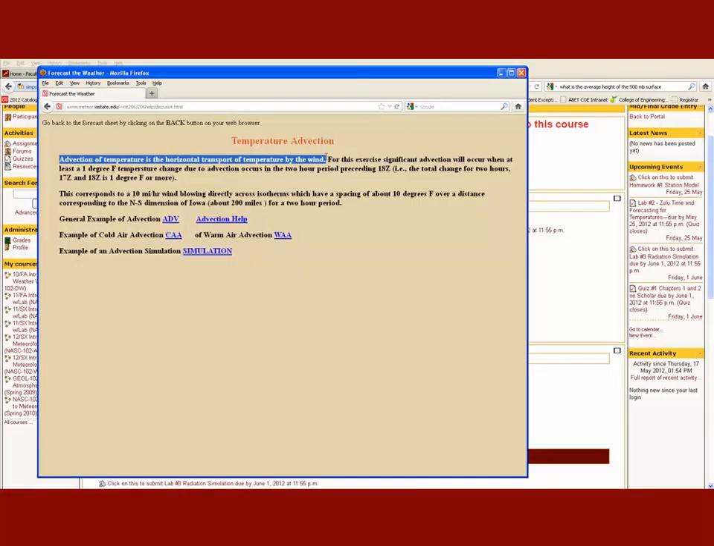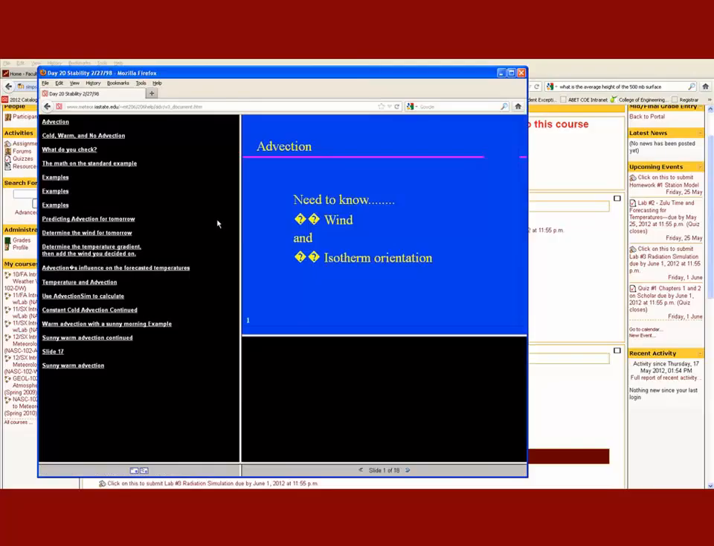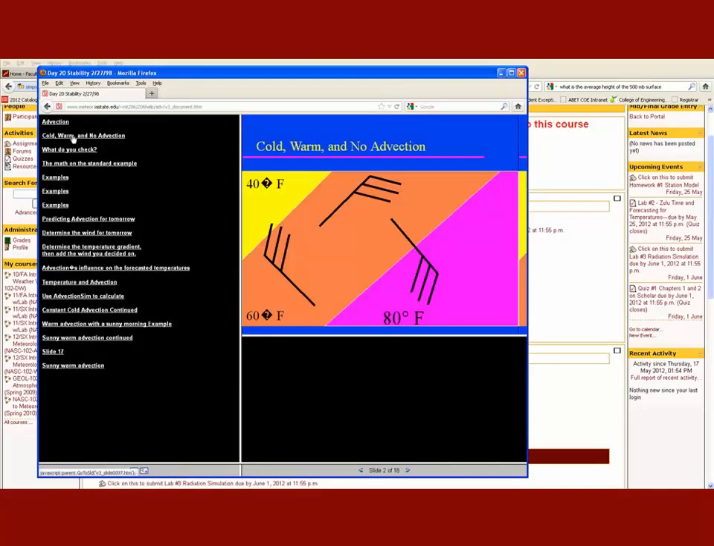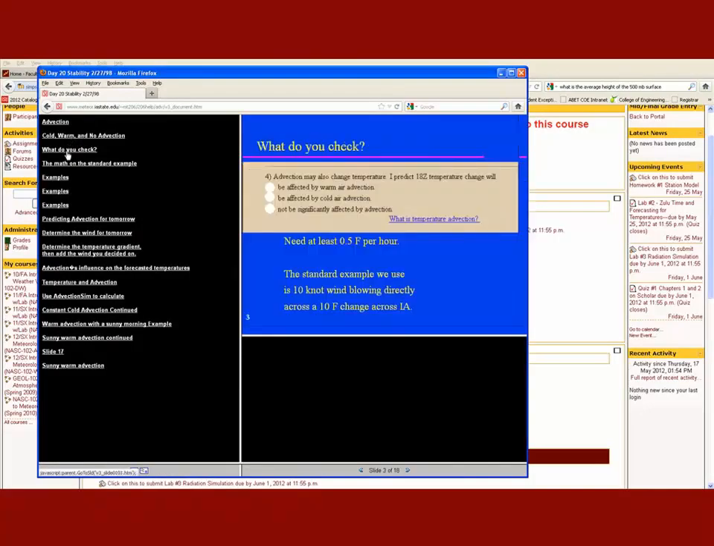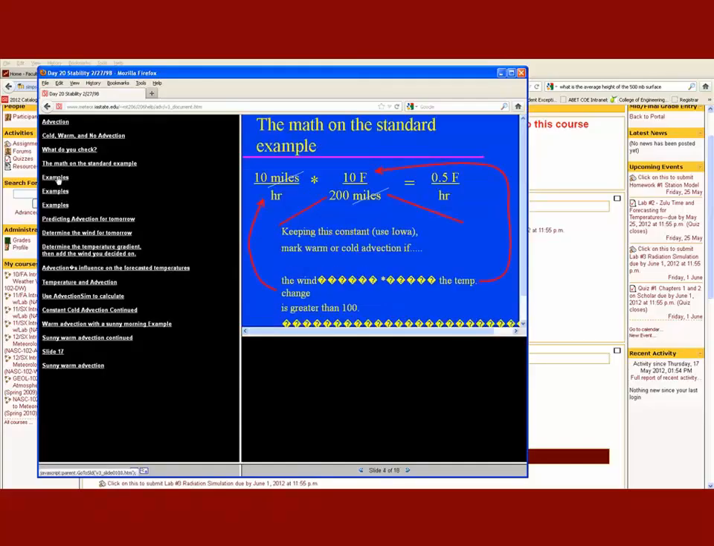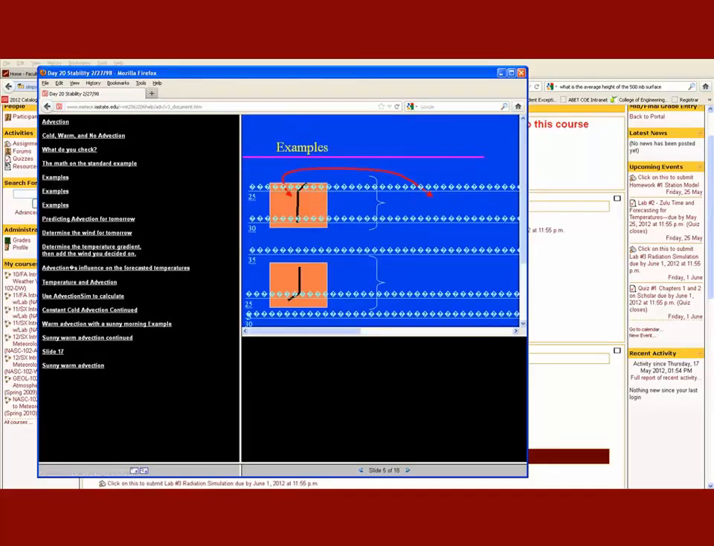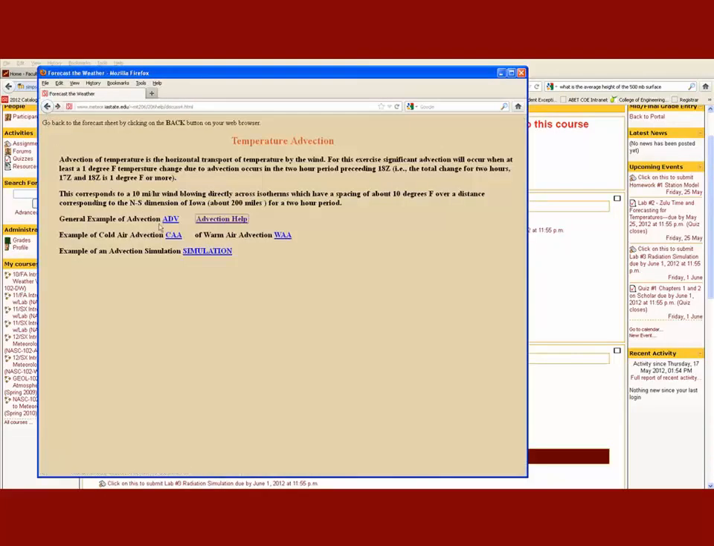And now air has characteristics. It has characteristics of a temperature, of moisture, because air can carry moisture. We'll talk about that in Chapter 4. But if you click on this link here called Advection Help, it takes you to some PowerPoint. It gives you an idea on how to do advection. Now you'll see some of these PowerPoint slides here in the transfer. It's a little garbled, but it's probably the best way to look at it.